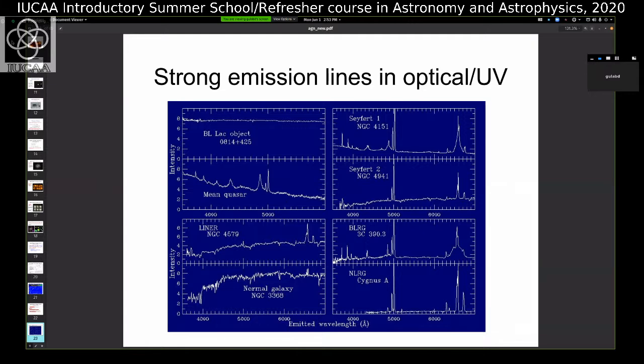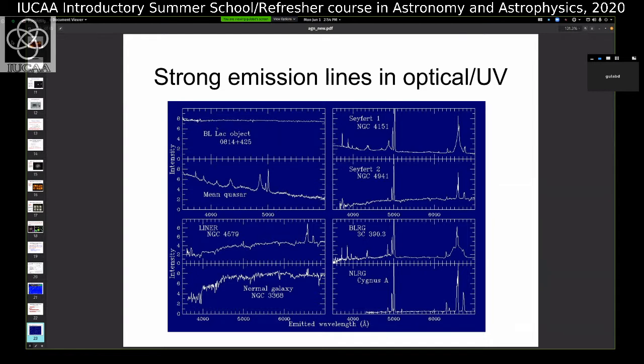The important thing is this mean quasar spectrum. This was constructed by merging spectra of a large number of quasars. So this is the typical quasar spectrum. The continuum is blue. The continuum essentially rises towards shorter wavelength, or towards bluewards. So the quasar continuum is essentially blue.